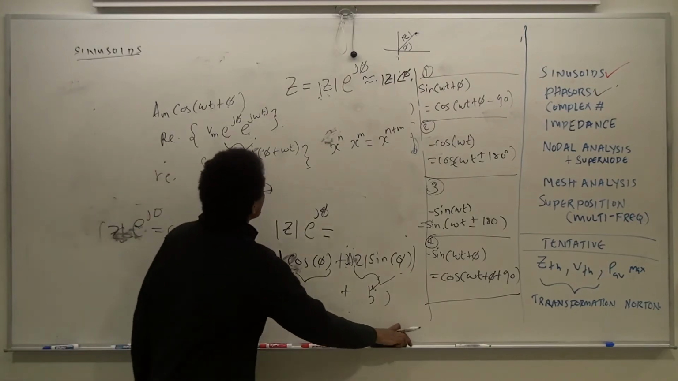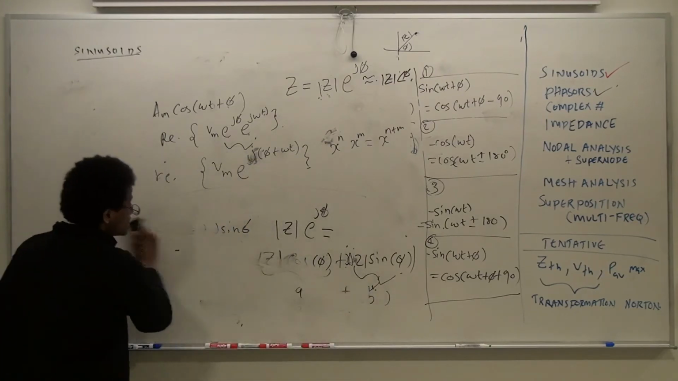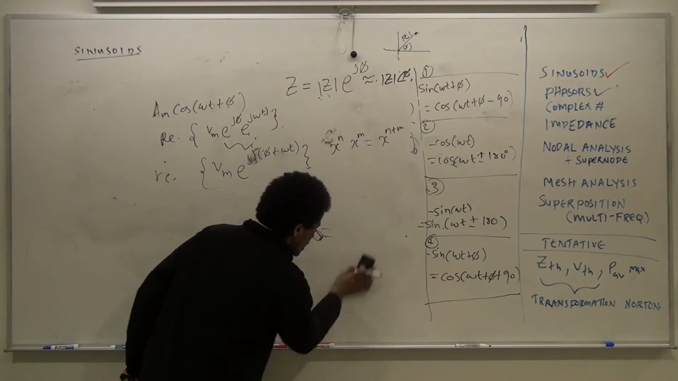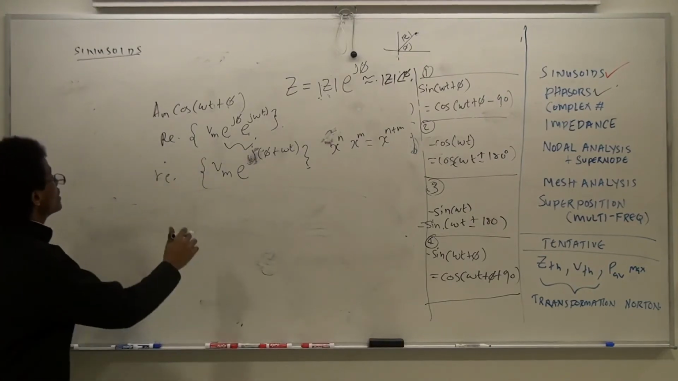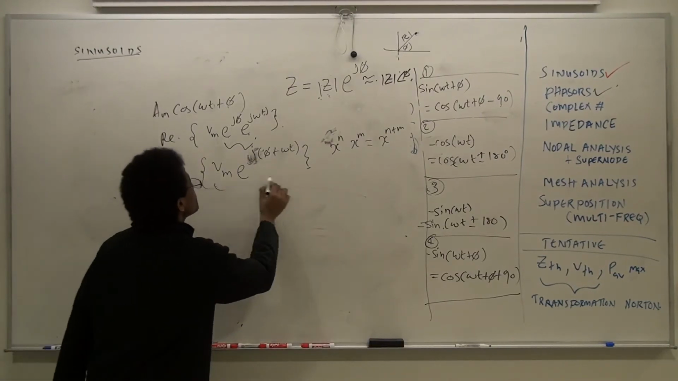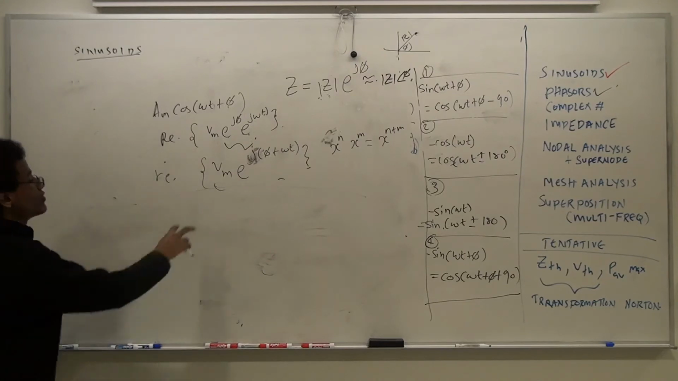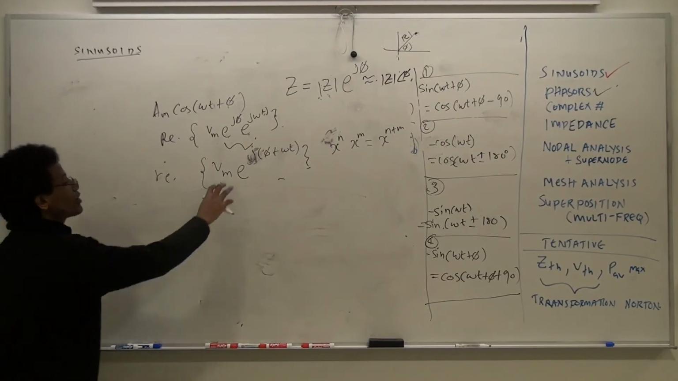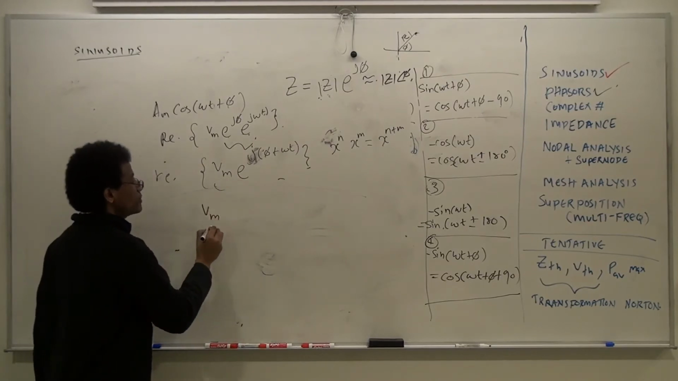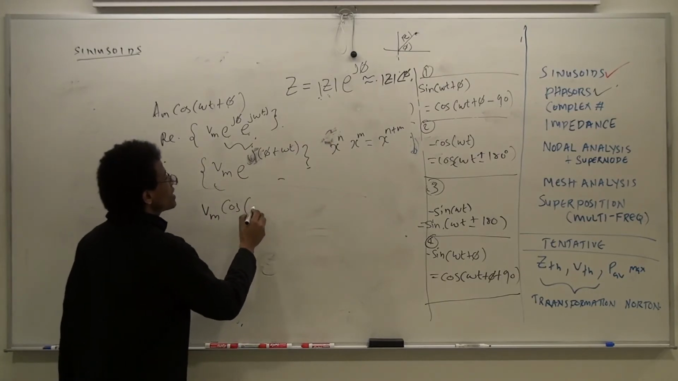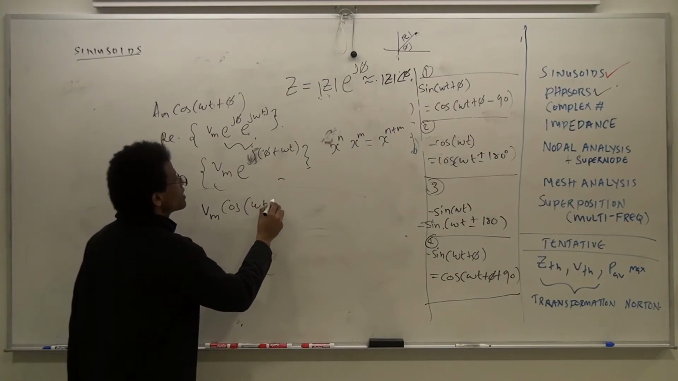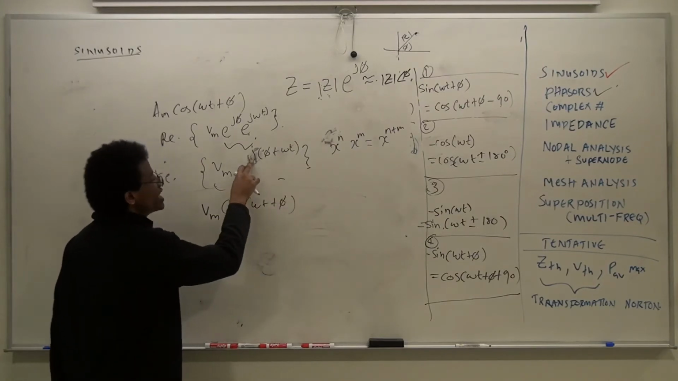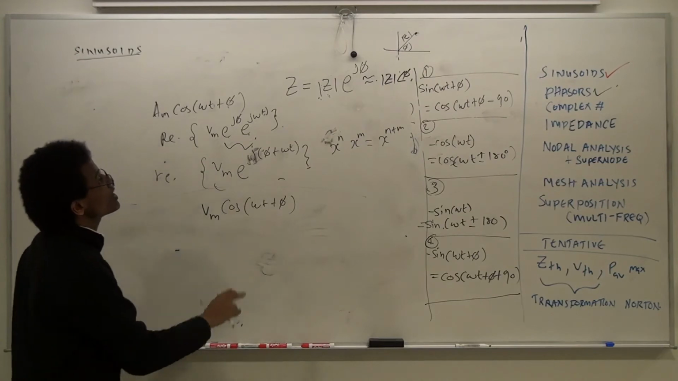So now we still haven't answered the question. The question is, what's the real part of this guy? So it's going to be what? Vm times cos of omega t plus phi. Exactly. Do we take the j in? No. Why not?